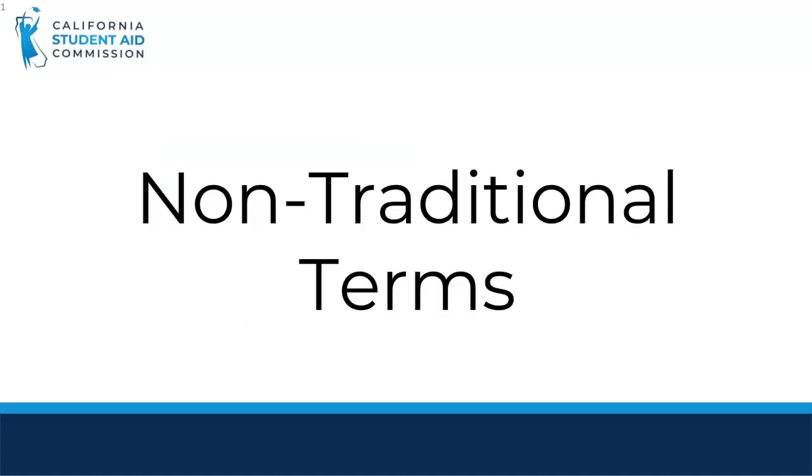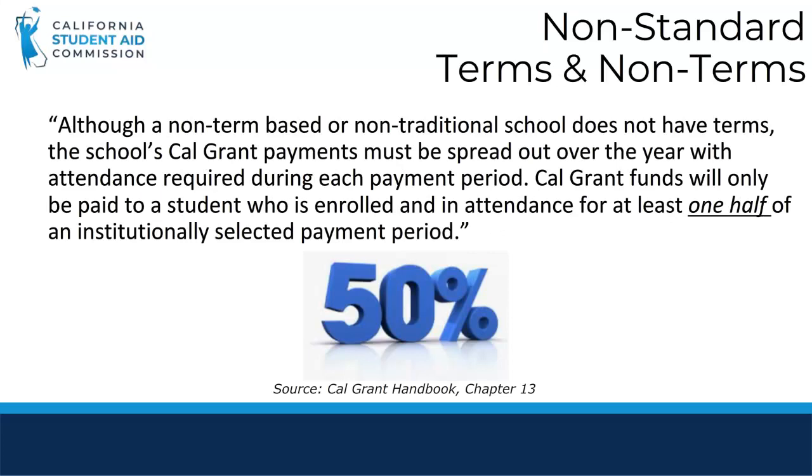Now we will talk about non-traditional terms. While schools with traditional term schedules disperse based on enrollment status at census, some schools do not have traditional terms or a census. For these schools, Cal Grant funds can be dispersed once the student has completed half of that term or payment period.